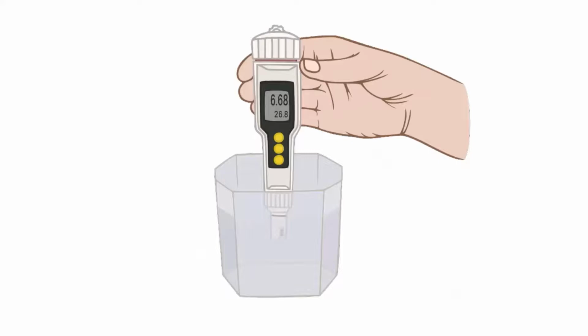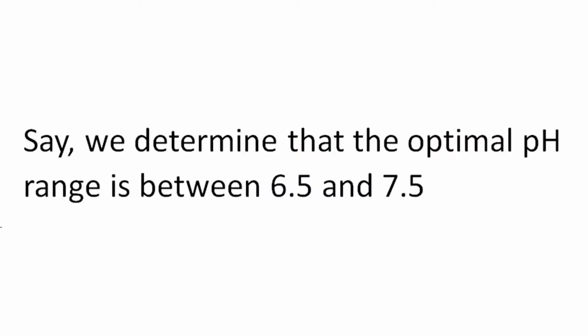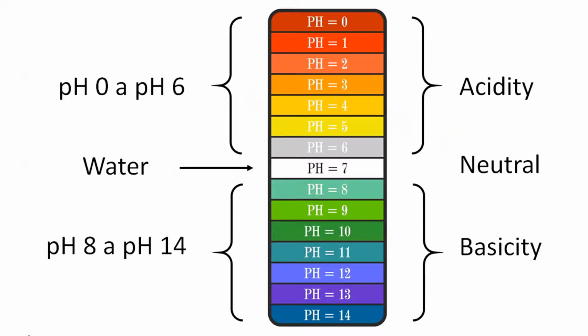Here we can see an example of a pH meter. The pH meter is an instrument that measures the hydrogen ion activity in water-based solutions, indicating its acidity or alkalinity expressed as pH. Follow the instructions on the pH meter. Say, we determine that the optimal pH range is between 6.5 and 7.5. Returning to the table above, we can see that a pH of between 6.5 and 7.5 is in the neutral range.